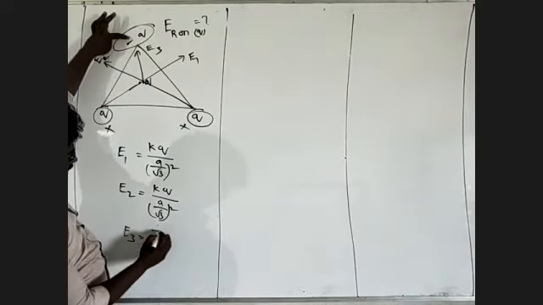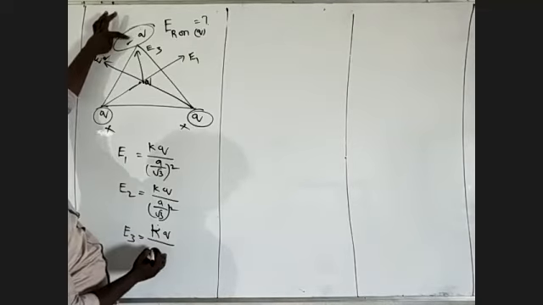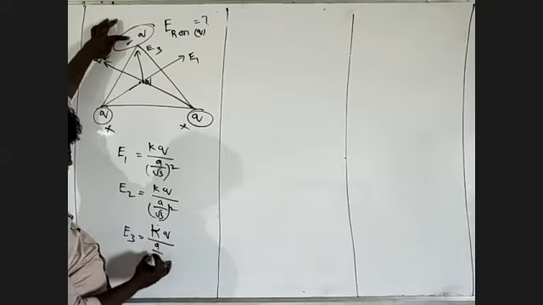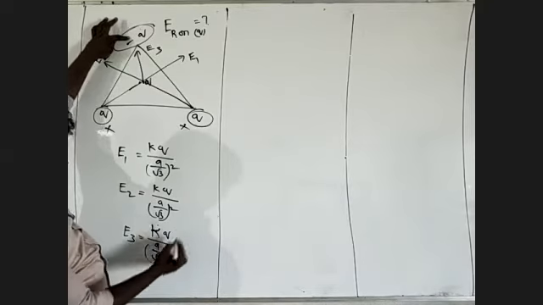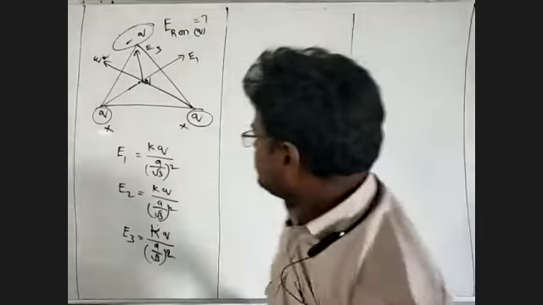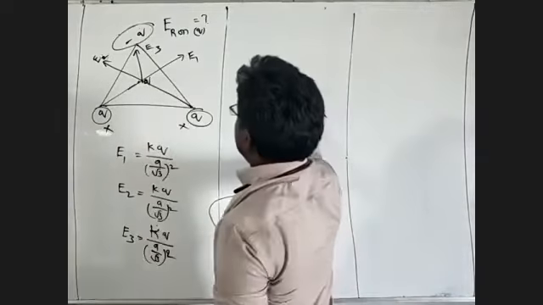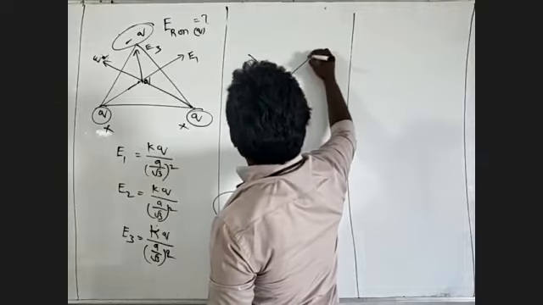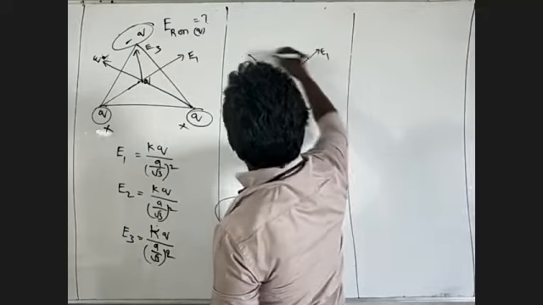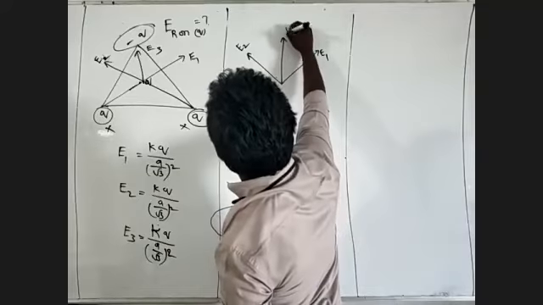I'm taking positive charge. When we are calculating the resultant force, minus Q is taken as a positive charge, by distance A by root 3 whole square. Now this is E1, E2, E3. Now you will see, draw the diagram. This one take outside, and this is E1. This is E2. Now this is E3.